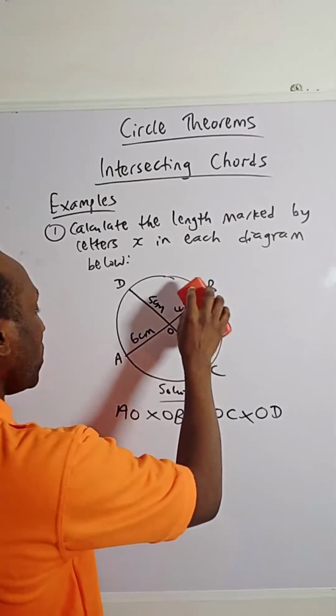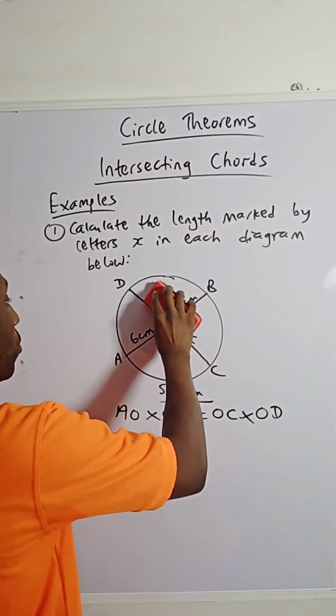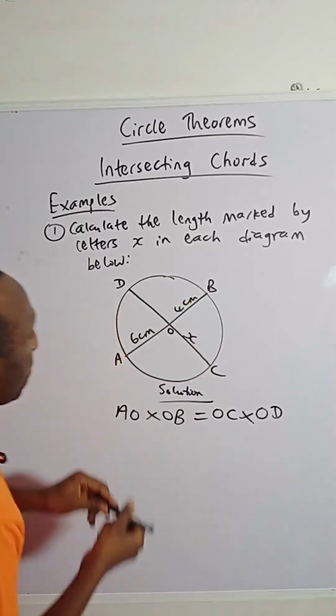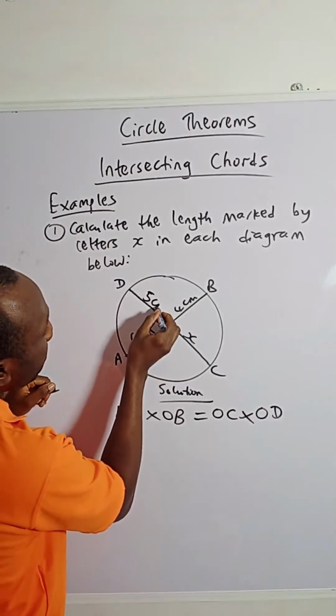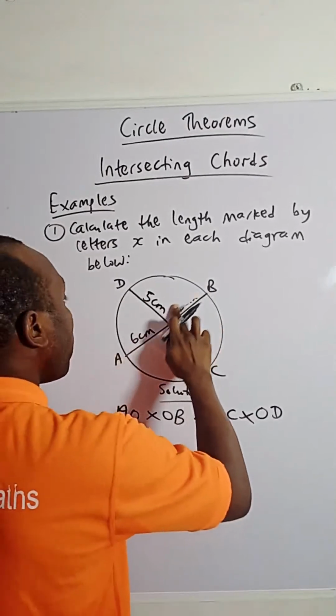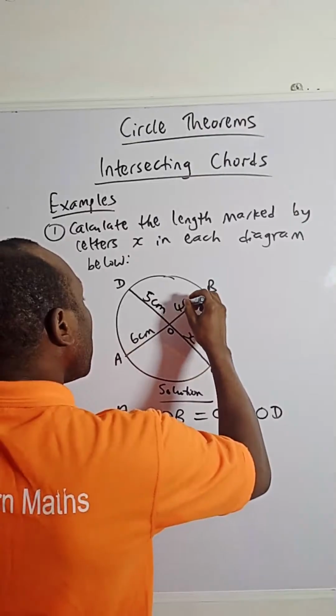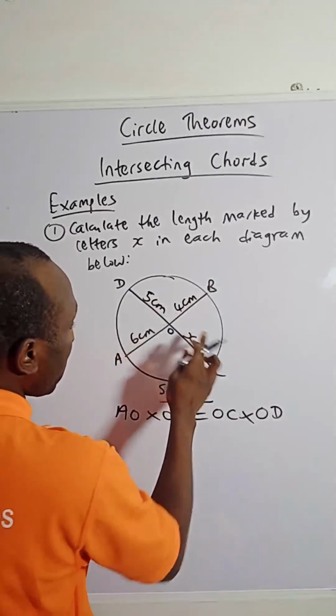Okay, thank you for the feedback. Write the number clearly and bold. I'm going to do just that. So this is 5 centimeters. This is 4 centimeters. This is 6. This is x.